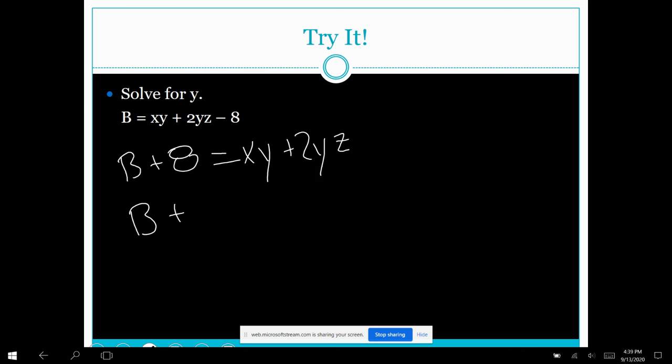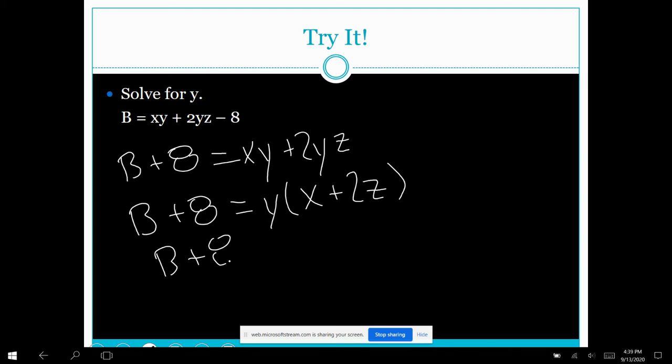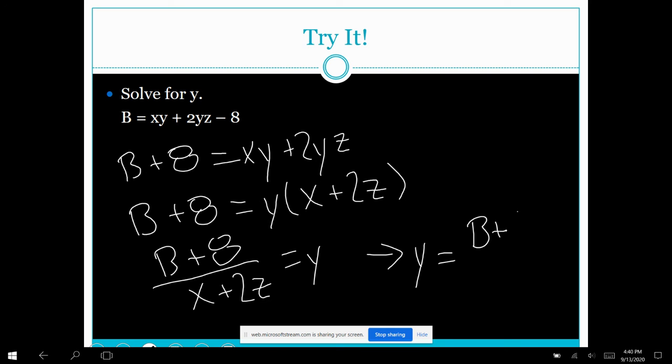So we have b plus 8 equals y times (x plus 2z). And we can go ahead and divide by the x plus 2z. We get (b plus 8) over (x plus 2z) equals y. We should write it from left to right. So y equals (b plus 8) over (x plus 2z).